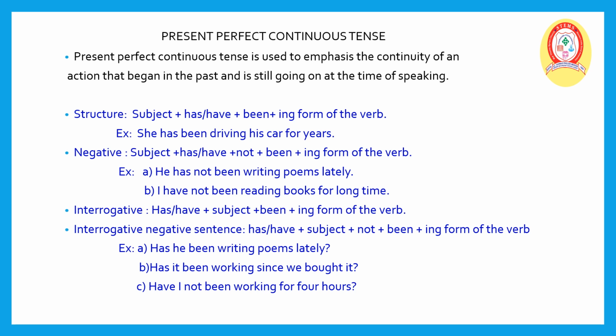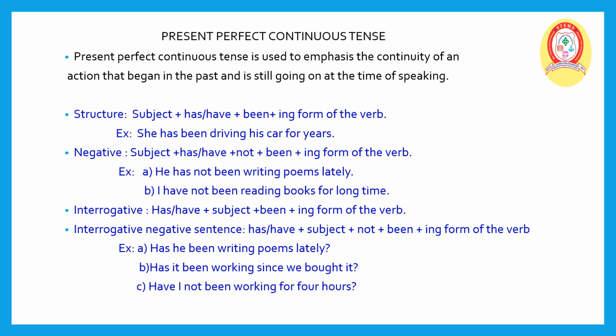Now, coming to present perfect continuous tense. Present perfect continuous tense is used to emphasize the continuity of an action that began in the past and is still going on at the time of speaking. So let me explain. It shows that an action has already started in the past and is still going on at the time of speaking. At the time of speaking it is also happening, but the action has already started.